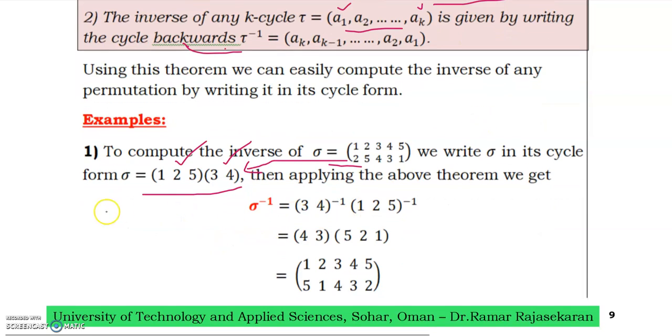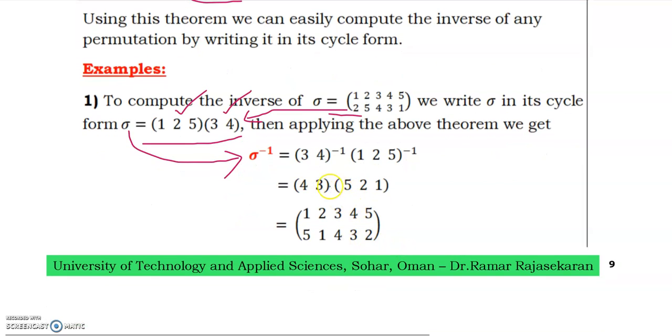You see here, sigma is this. I want sigma inverse. How to find the inverse of this? First write the inverse of this second cycle, then the inverse of the first cycle. So (3 4) inverse. How to write the inverse of the cycle form? You write backwards. Very simple. So (3 4) inverse is nothing but you change the place, (4 3). (1 5 2) inverse is nothing but (2 5 1). Finish. So now how to combine these 2 cycles to write the permutation form?